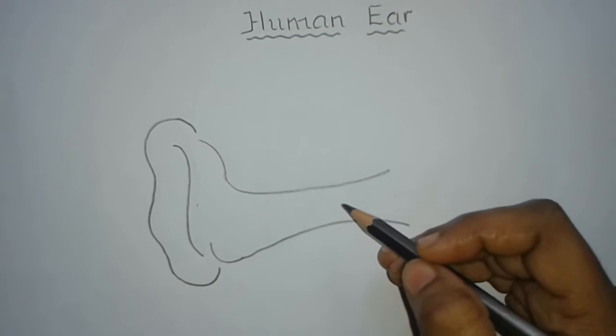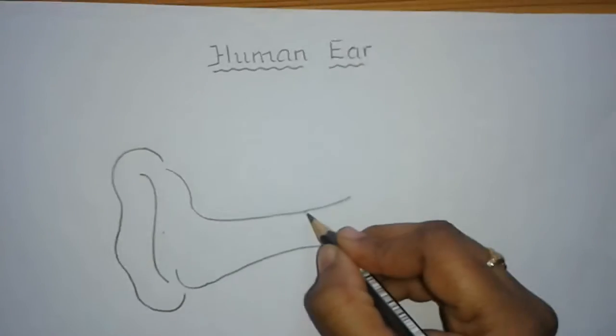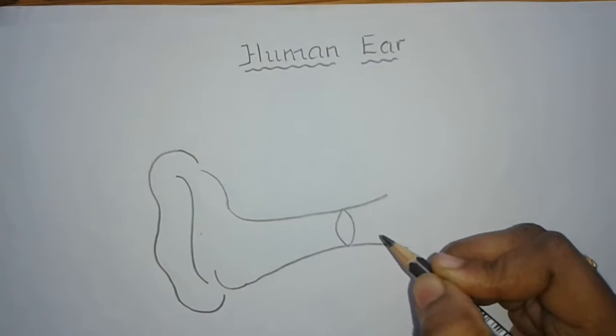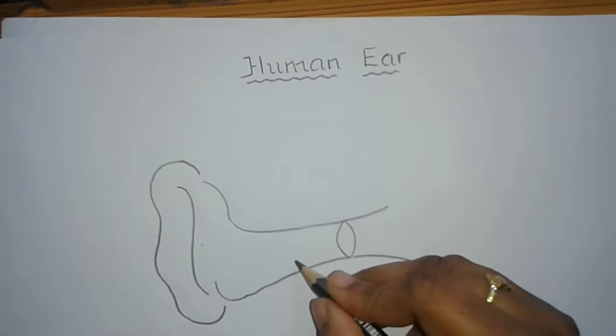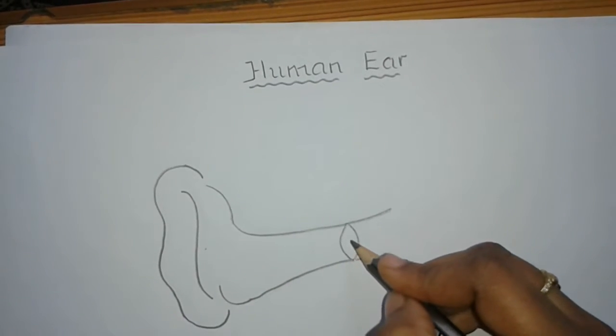Now draw the important part of the outer ear, that is the tympanum. It is also called the eardrum. This tympanum separates the external ear from the middle ear, and sound waves make the tympanum vibrate.